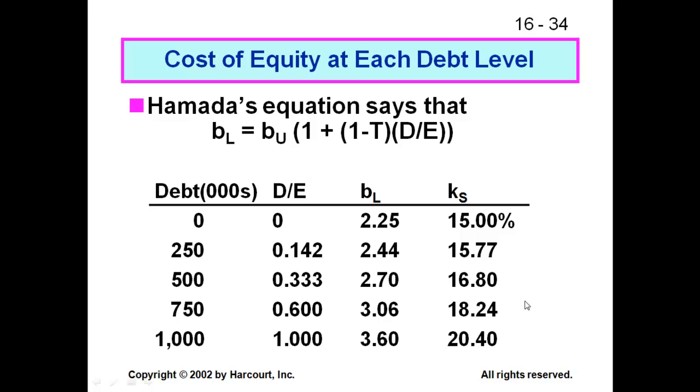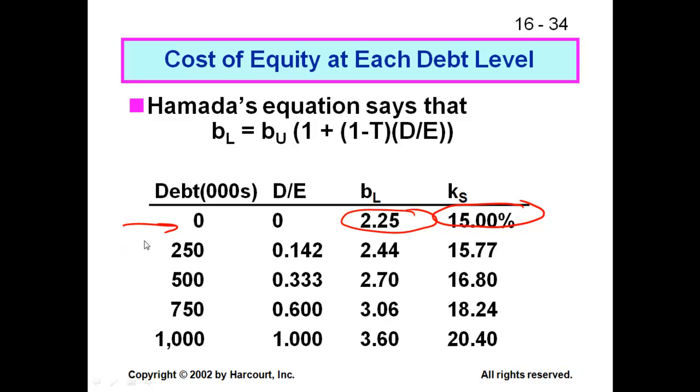Okay. Now what we are going to do is look at different levels of debt and look at the beta and the cost of equity at different levels of debt. So when debt is 0, do you know where this 2.25 came from? This is what we just did. And where did the 15% come from? We just did that. So on the previous slide, we did a basic working for a company with 0 debt.